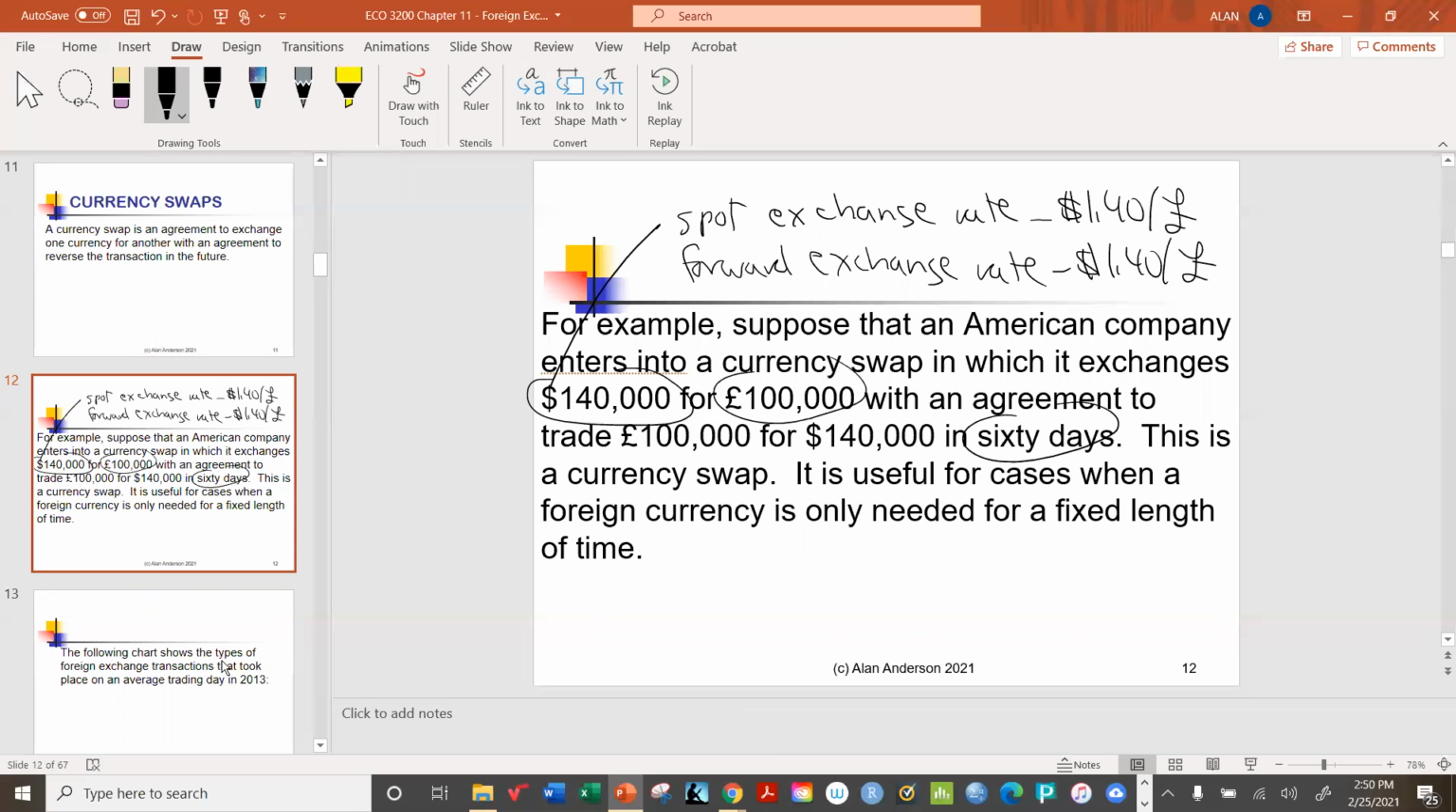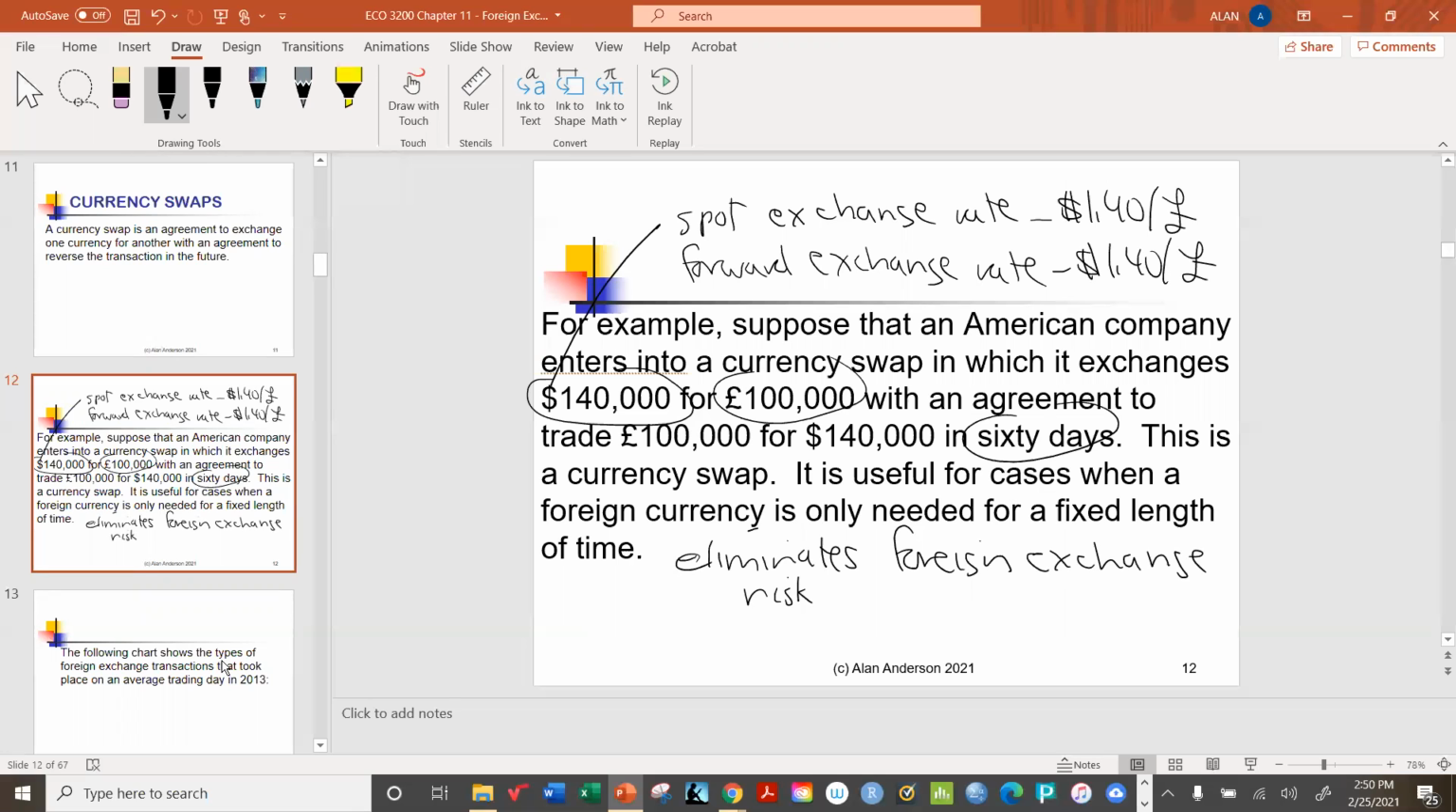And of course, you can see why this could be so popular, because you can imagine that this price could change in 60 days. So this eliminates what we'll call foreign exchange risk, meaning that when we sell those pounds back, we already know how many dollars we'll get for them. We don't have to worry about that. So we've eliminated our foreign exchange risk by doing this.